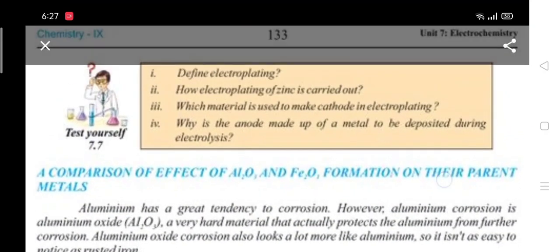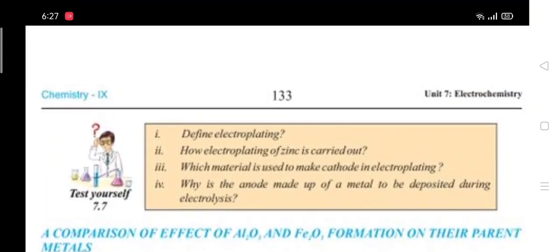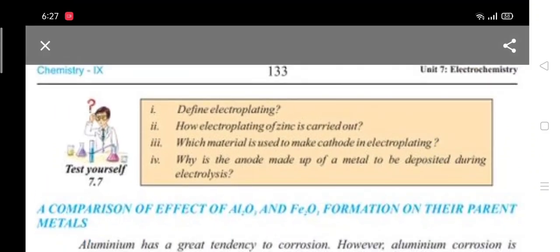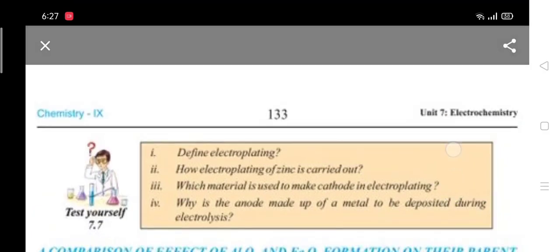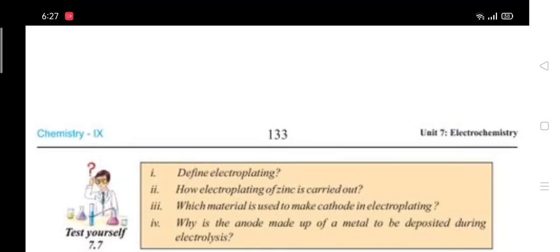Similarly, our next question 7.7 asks you to define electroplating, and the definition is the first line, and how electroplating of zinc is carried out, in which you can write the electroplating of zinc. You can write the answer as a paragraph on electroplating of zinc.